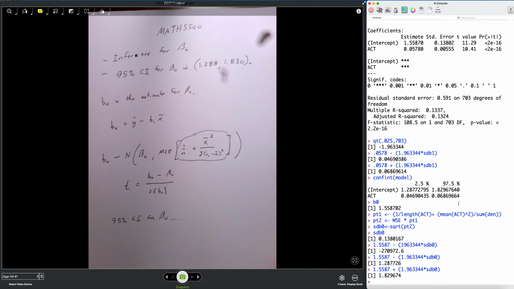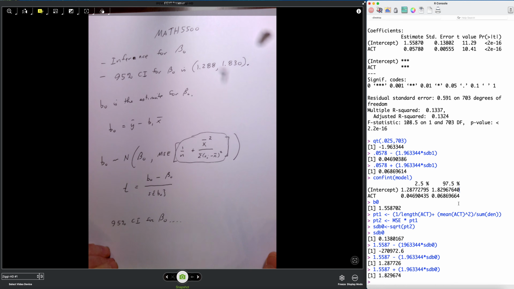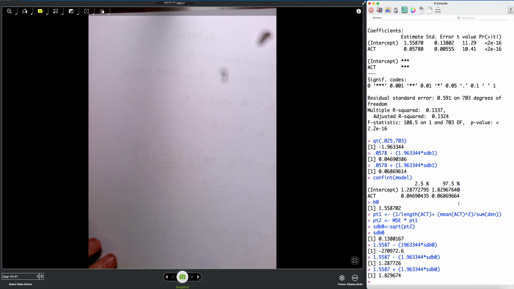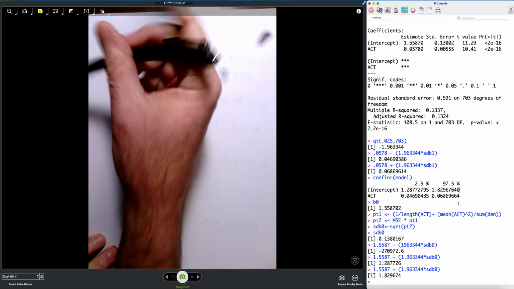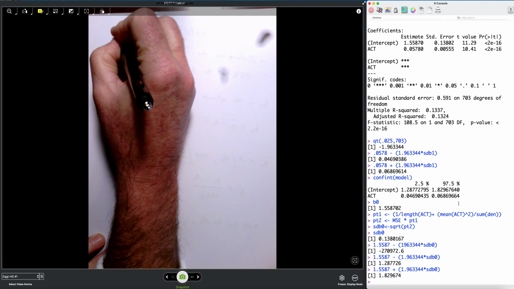So let's go on to some other things. And this is going to be a little bit more involved. Not much. I mean, I don't know if we ever really get too deep in 5500. 6500 gets a little crazy, but 5500 stays pretty tame. What I want to do now is switch gears to interval estimates.